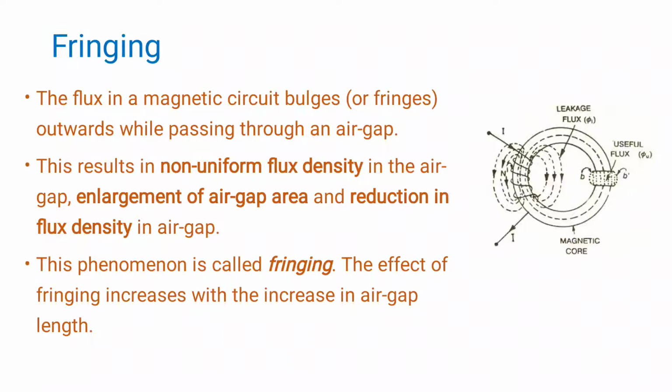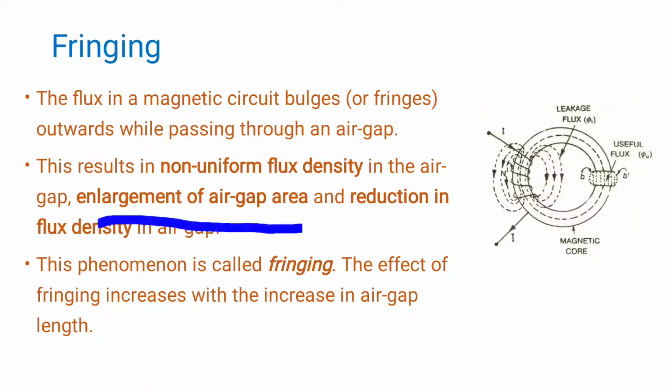So next effect, that is an adverse effect that will affect the magnetic field properties, that is fringing. What is fringing? The flux in a magnetic circuit bulges outwards while passing through the air gap. So that bulging is your fringes. This results in non-uniform flux density in the air gap, enlargement of air gap area and reduction in the flux density.